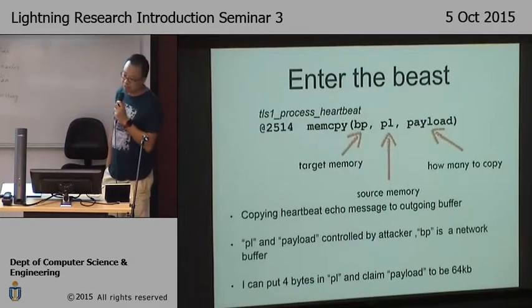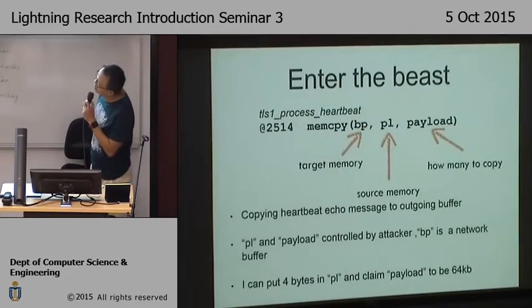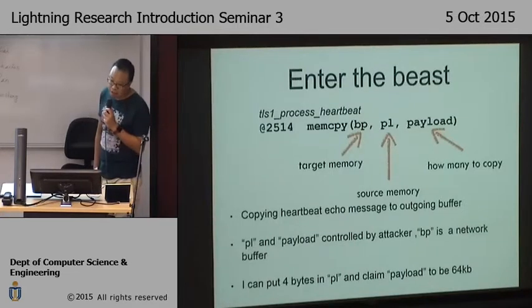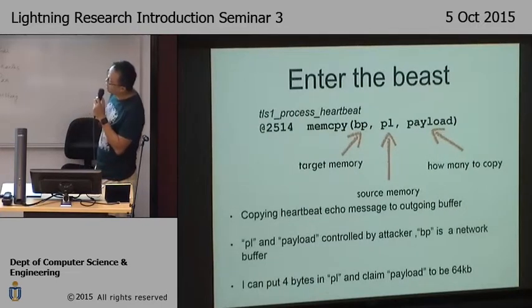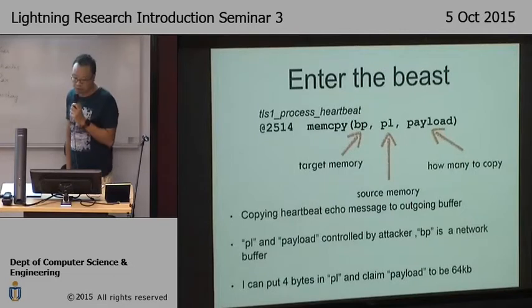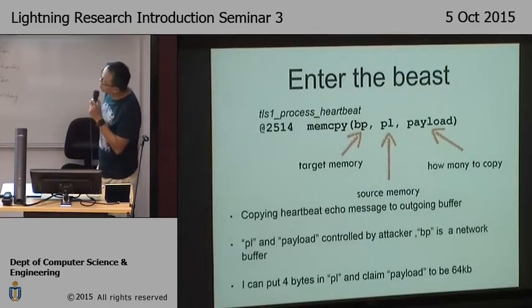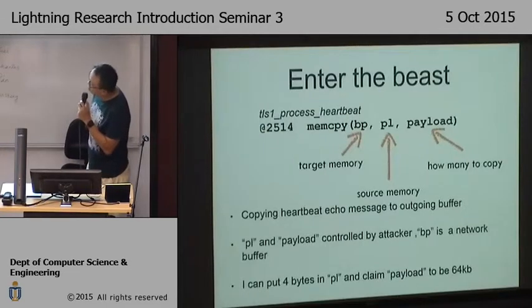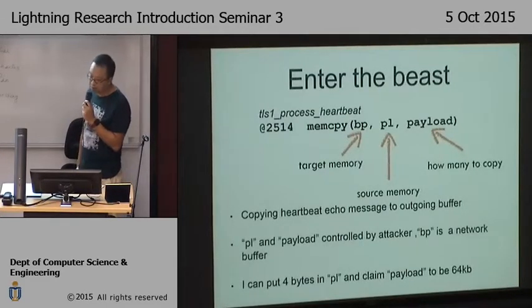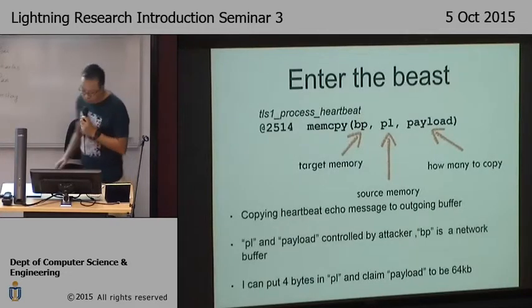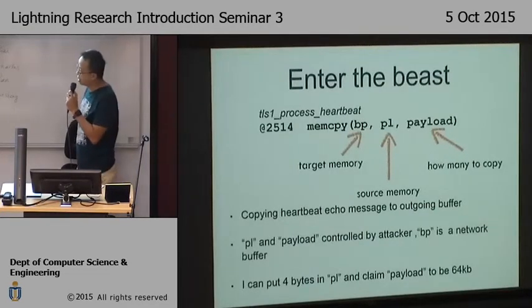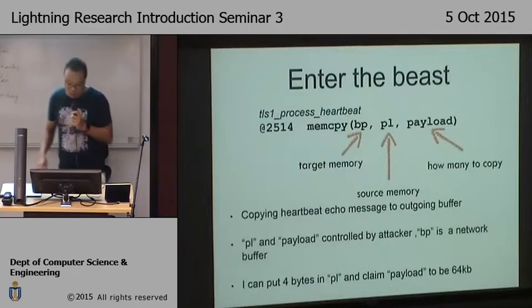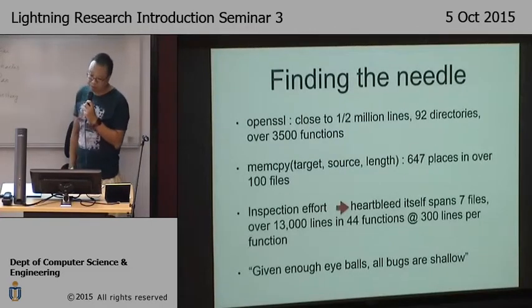What is the bug? The bug is in a function call inside this particular file, tls1_process_heartbeat. It tries to copy a buffer from pl to bp by the payload length. The problem is that the attacker can control the target memory and the length of the buffer. The payload can be very small, but the length can be arbitrarily large, in this case 64 kilobytes. So you can copy arbitrary messages into the outgoing buffer.